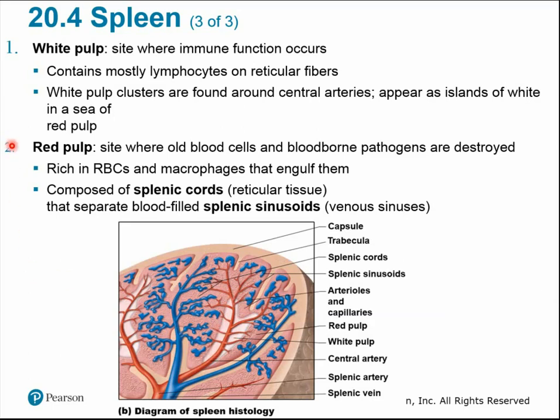Then the red pulp would be where the old blood cells and pathogens are destroyed. It's very rich in red blood cells, which gives it this red color. It's also going to be composed of splenic cords, which are basically just reticular tissue, scaffolding tissue that's going to help separate these splenic sinusoids, or these blue venous sinuses in the spleen.